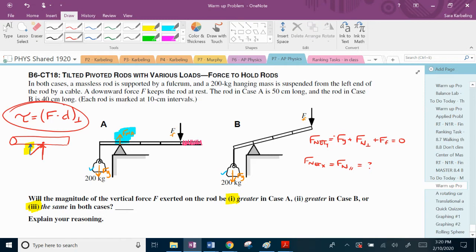Okay. So the angle does matter, doesn't it? That's what Skylar was saying, and that's exactly right. The angle does matter. So what am I going to do with that information? Does that answer my question?